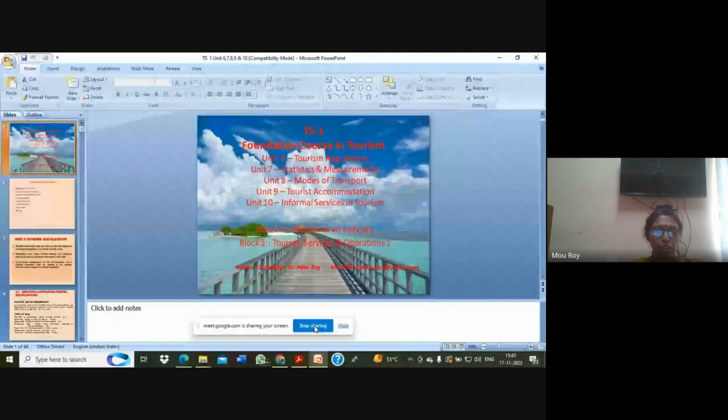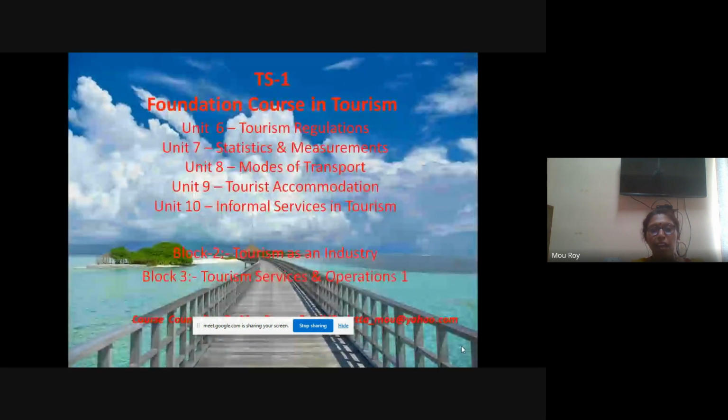So here we go. I'll show you the PPT. Yesterday we did units 3, 4, 5. Today we'll be covering 6, 7, 8, 9, 10. Unit 6 is about tourism regulations. Unit 7 is about statistics and measurement, why it is very important. Unit 8 is about modes of transport, unit 9 is about tourist accommodation, and unit 10 is about informal services.